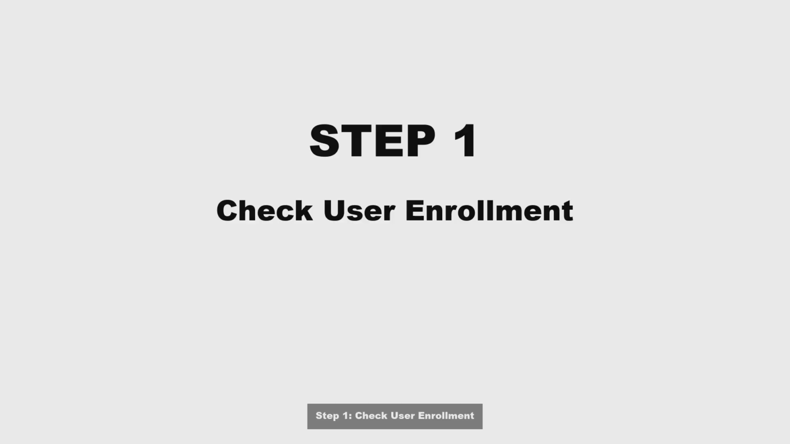If you're encountering an assignment error on Docebo 2026, follow these steps to resolve the issue quickly and efficiently. Step 1. Check user enrollment. Verify that the user experiencing the error is properly enrolled in the course. Go to the course management section and confirm their enrollment status.